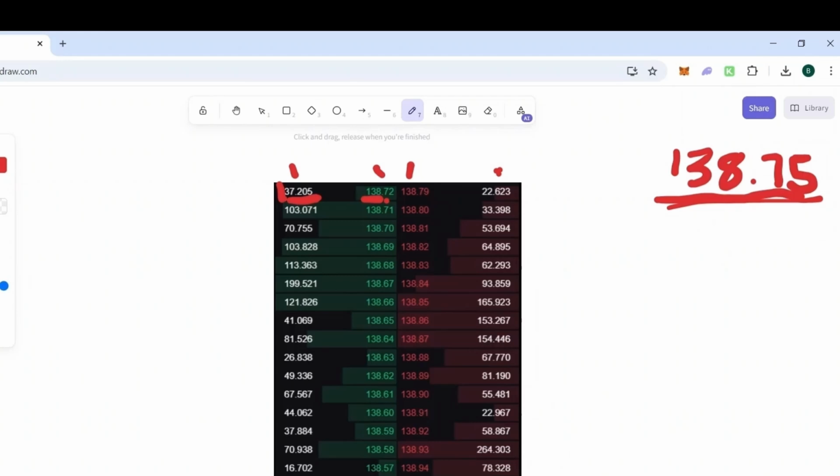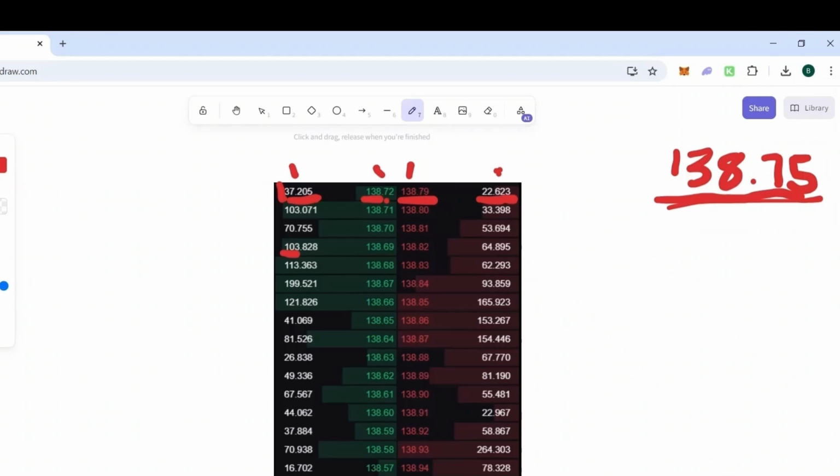But when you look at the ask price, the closest price that the sellers are willing to sell at is 138.79. And the size that they are putting out for sale is 22.623 of the asset. So what it means is that these orders are not going to execute until the prices hit their target.